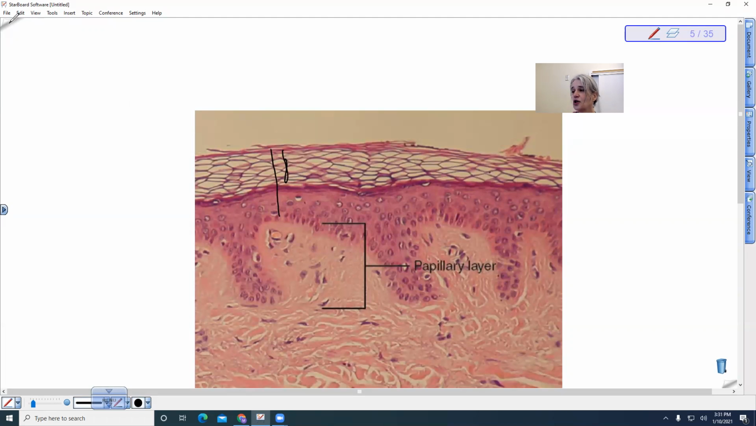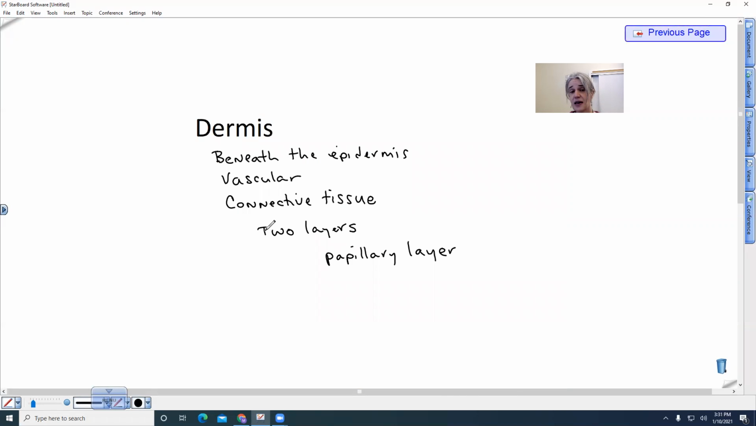It is actually loose connective tissue, and it's the most common type of connective tissue that we have in our body. It connects the epidermis to the lower dermis. This is what is called areolar connective tissue, so this is loose connective tissue. This is in contrast to the lower layer, which is called the reticular layer.